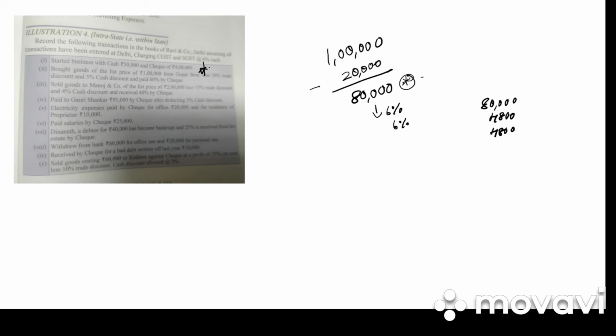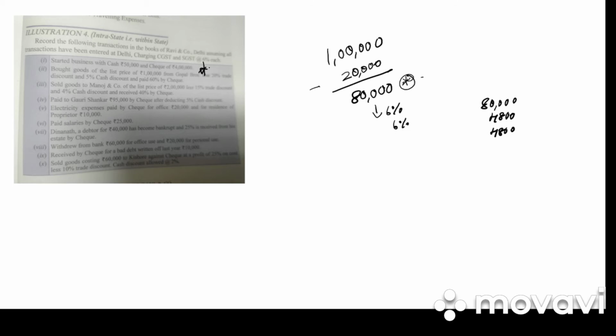Next we have sold goods to Manoj and Co. for the list price 2 lakh, 15%. Same thing in case of this, I will be giving you a working note. Then the fourth entry we have: paid to Gauri Shankar by check after deducting cash discount. So in this case we are paying Gauri Shankar by check. So whenever we are getting a discount, we will not be charging CGST and SGST. It will be your normal journal entry.